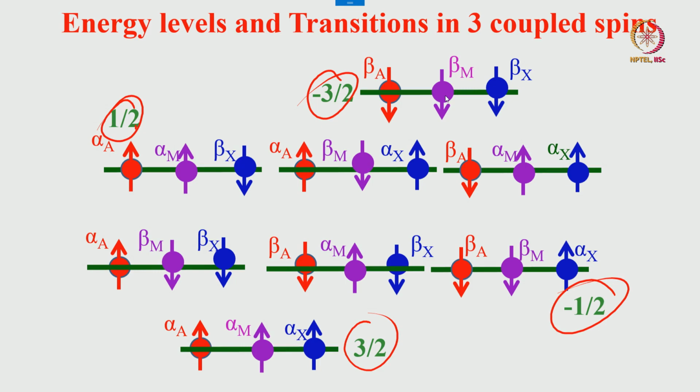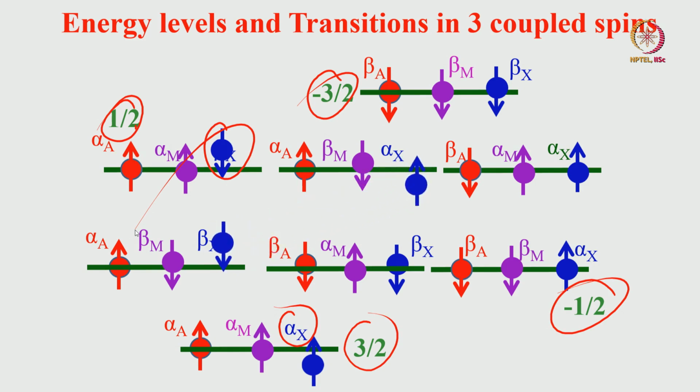Now, what are the allowed transitions here? I can think of the transition from plus 3 by 2 to plus half. Here look at X spin, it is changing from alpha to beta or vice versa. That is an allowed transition. Plus 3 by 2 to plus half is delta m of 1. Similarly, half to plus 3 by 2 is minus 1, that is allowed. This is an X transition. This is also allowed, half to half. Again X spin is changing its orientation from alpha to beta. This is also allowed. Again X is changing, half to minus half. This is also allowed, minus half to minus 3 by 2. Again X is changing orientation.